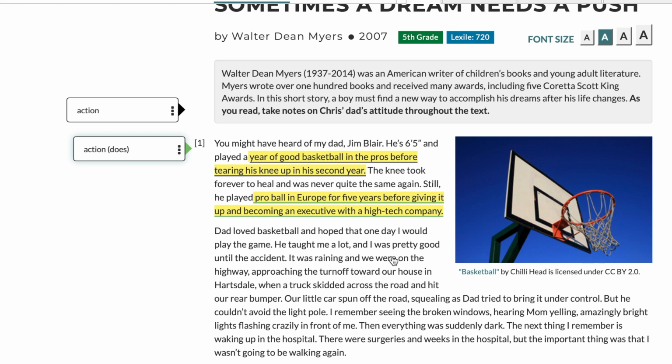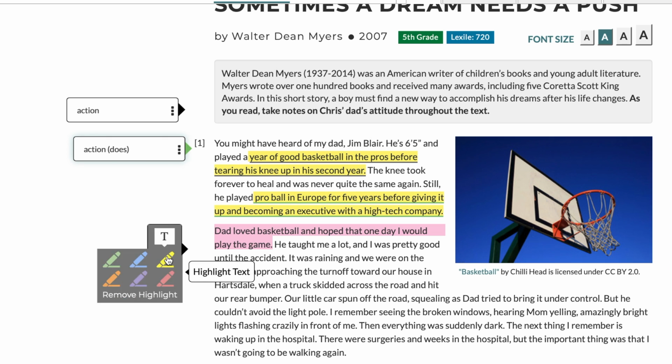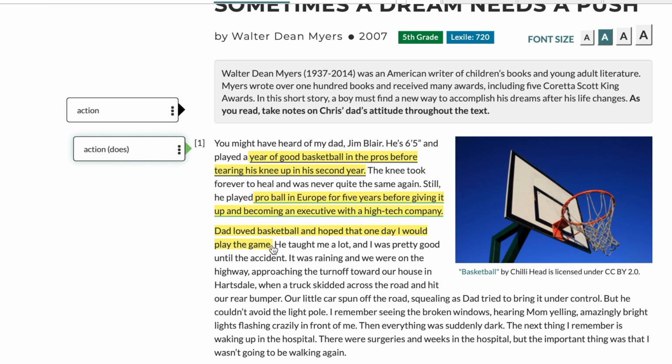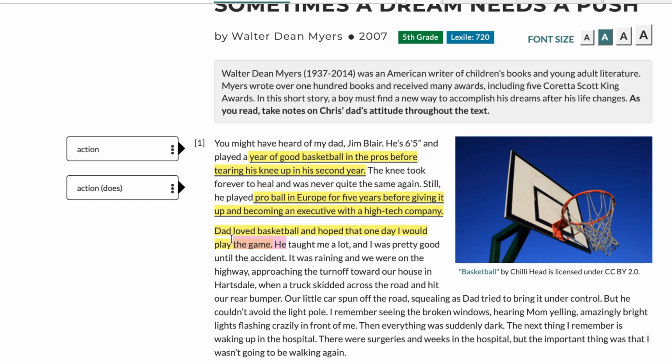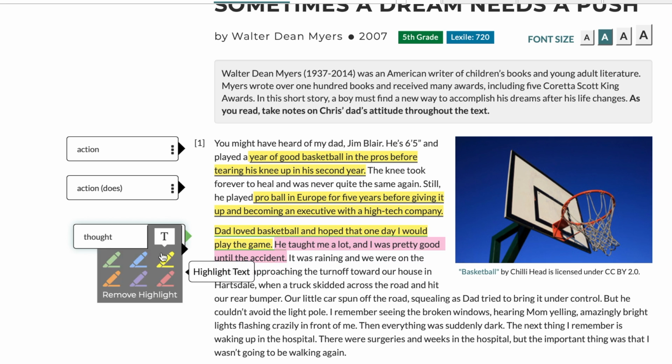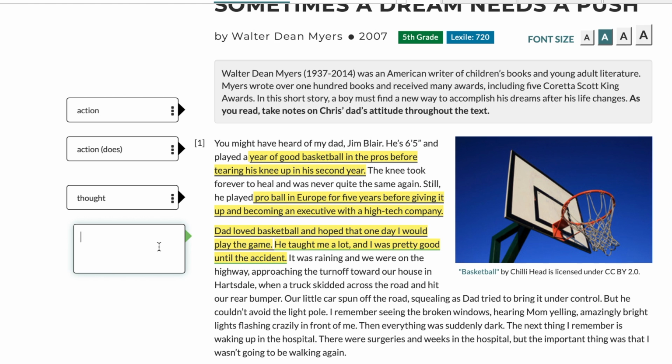"Dad loved basketball and hoped that one day I would play the game." All right, so this is a thought. We know how he feels. He loves the game, and then he thought his son would play one day. So this is a thought. "He taught me a lot and was pretty good, and I was pretty good until the accident." Again, this is an action. He's teaching his son.